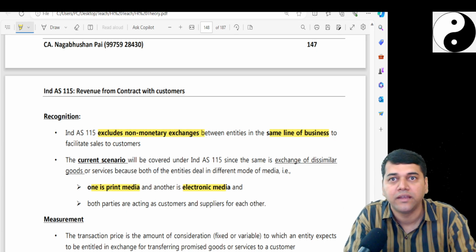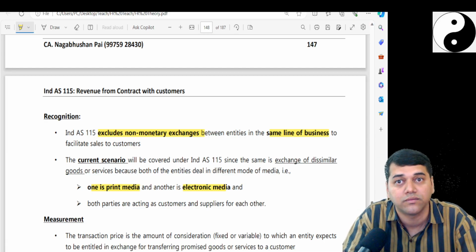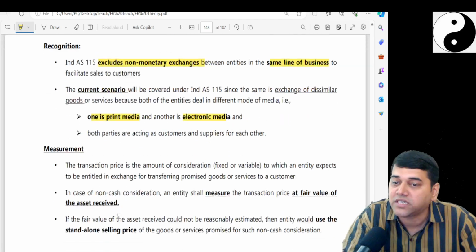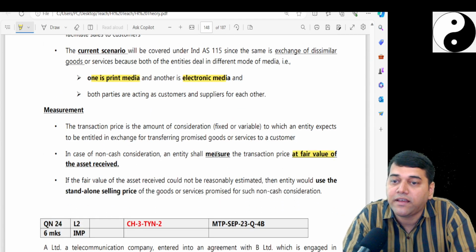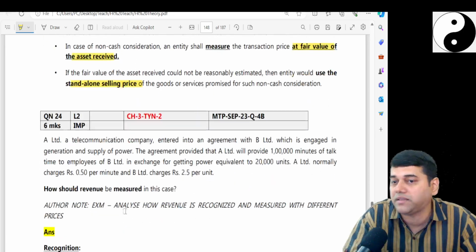Because what you pay here versus what you pay there is totally different. And the way it appears is also different. Now how to measure? It should be measured at the fair value of the assets received, and if it is not available, then the standalone selling price.